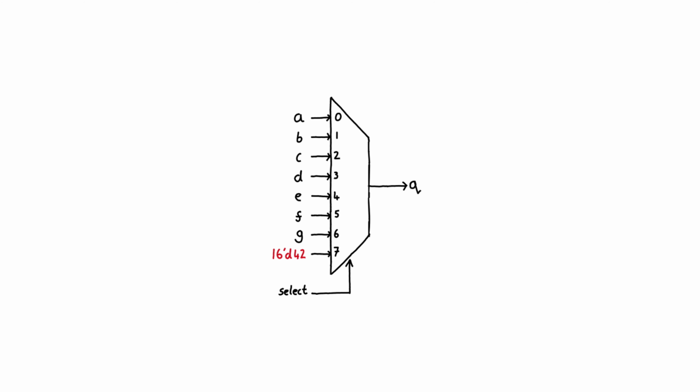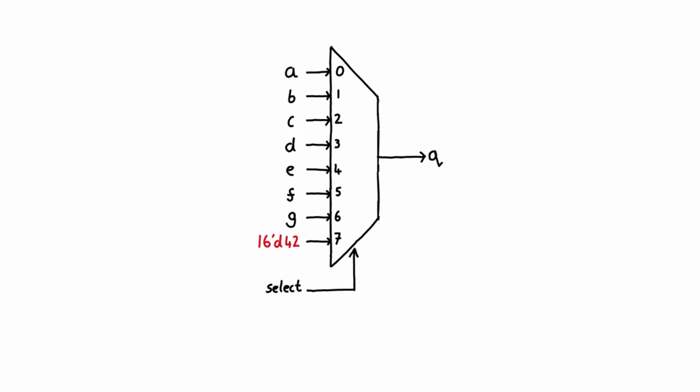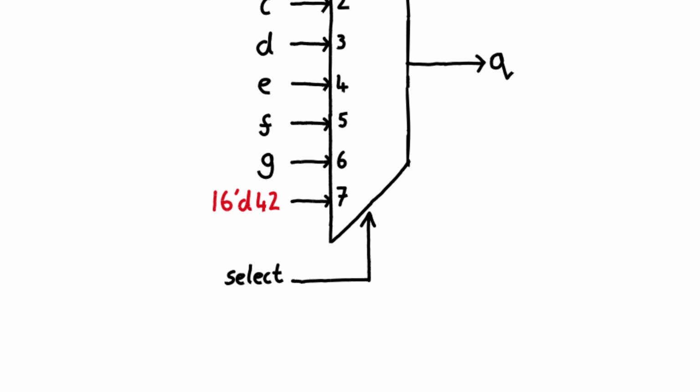Literal values in Verilog are a little bit more complicated than declaring a constant value in another language such as C. So input 7 of our mux here has the constant value 42. But why don't we just write 42? We've got all this extra stuff. The reason for this is that values in Verilog can be represented by any number of bits. So when we're declaring a literal, we also need to declare how many bits we want to use to represent that literal.